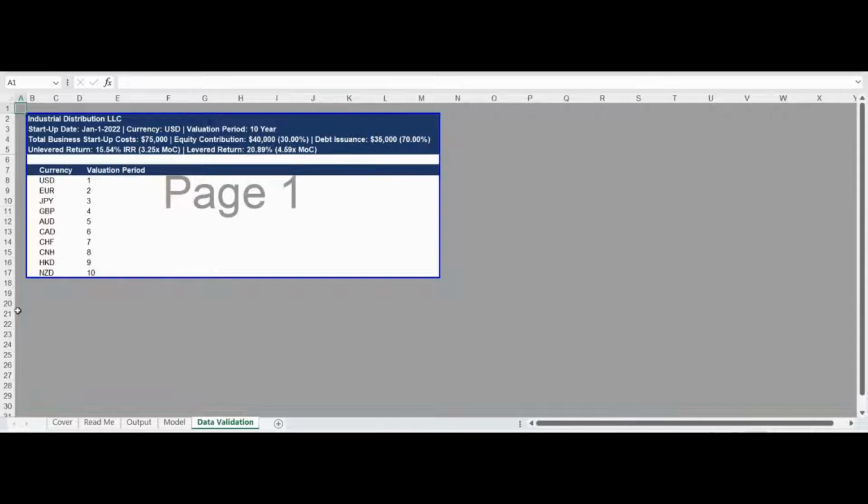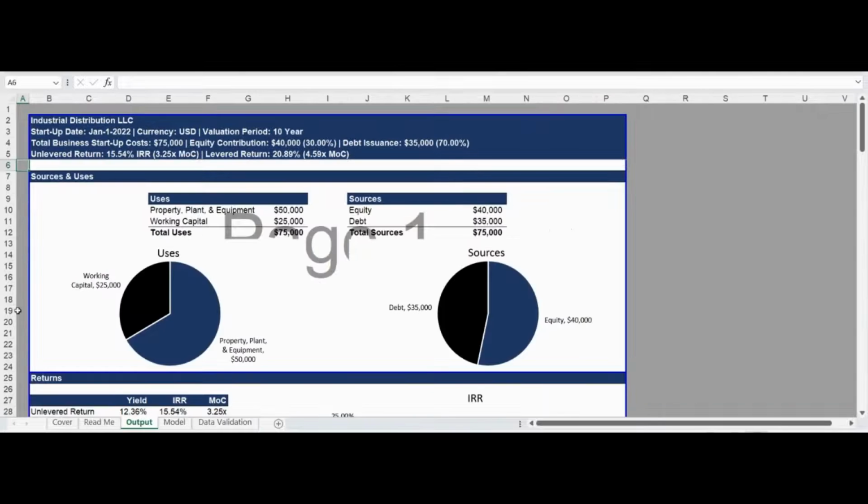The Data Validation tab contains all controlled lists within the model and can be customized to your specific use. The Output tab provides the model output in a high-level and actionable analysis summary that is pre-formatted to be printed and/or saved as a PDF.